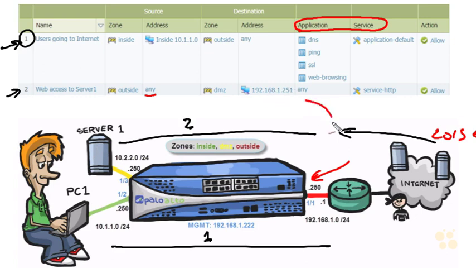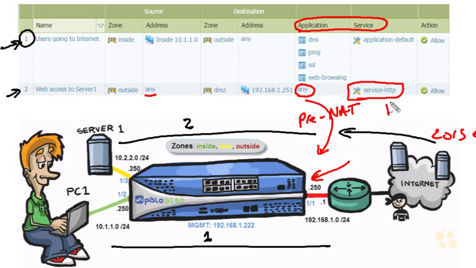192.168.1.251, that is the pre-NAT address as part of the security policy. So the security policy is going to use the first IP address, or the global address, that Lois is going to hit as part of that security policy. And then under application, notice it says any, and then under service it says service-HTTP.